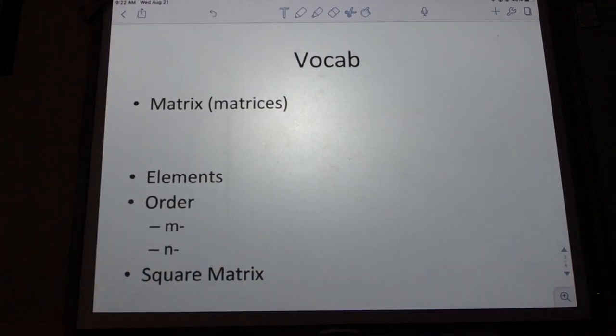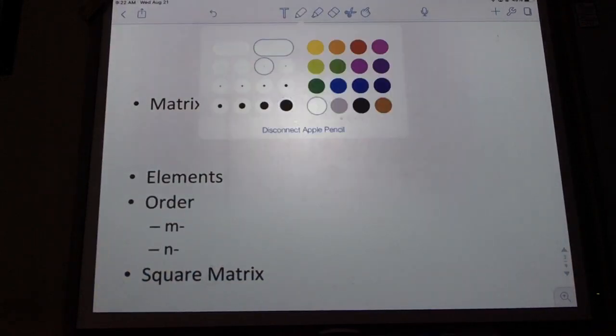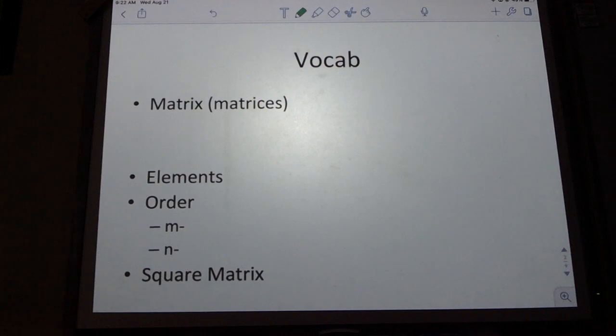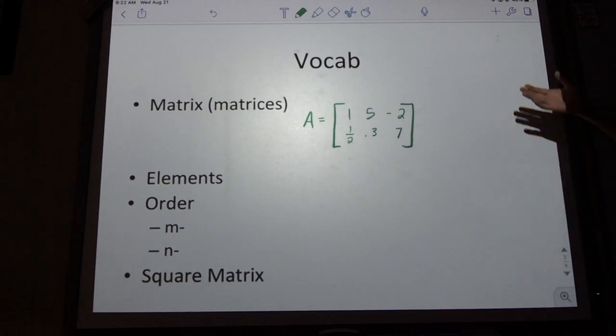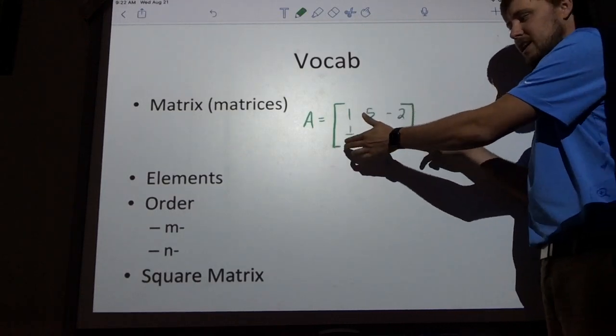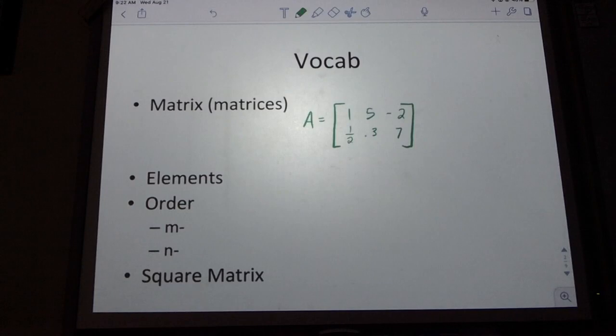So a matrix, we're going to call this matrix A. So A equals, and I'm just going to make up this matrix. There's no reason why I'm picking these numbers, but 1, 5, negative 2, 1/2, 0.3, and 7. Okay, that is a matrix. It's just a bunch of numbers in these brackets, organized.